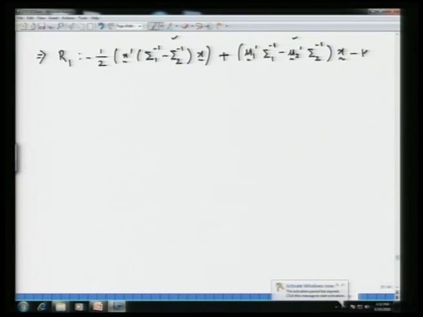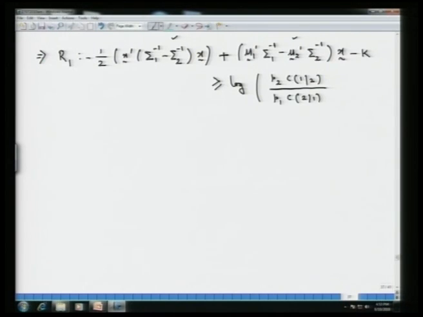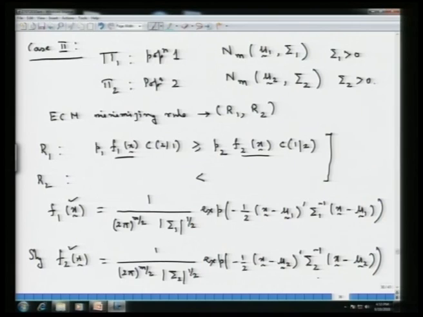This minus, I say, a constant k, I will say what it is. This is greater than or equal to log of the term which we also had earlier, P2 into C1 given 2, divided by P1 into C2 given 1, where this constant k now would have terms involving mu 1, mu 2 and sigma 1 inverse and sigma 2 inverse from the two terms coming from these two densities.